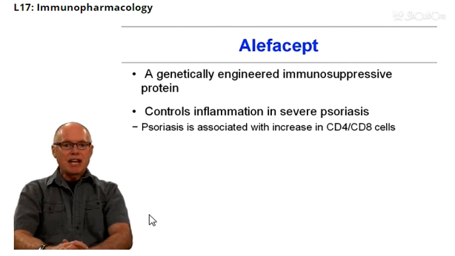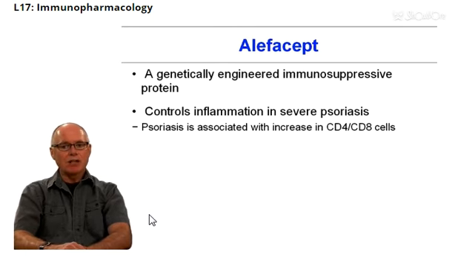Alefacept is a genetically engineered immunosuppressive protein that's used in the treatment of psoriasis, an immune-mediated skin reaction in which the immune system recognizes a normal skin cell as an immunoreactive cell type. The inflammatory environment during psoriasis is associated with an increase in CD4 and CD8 positive T cells.